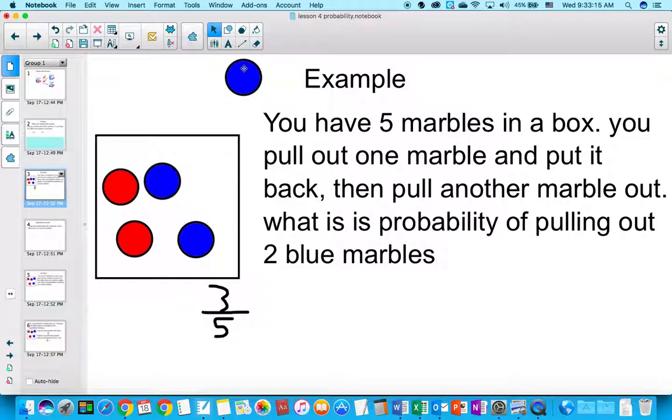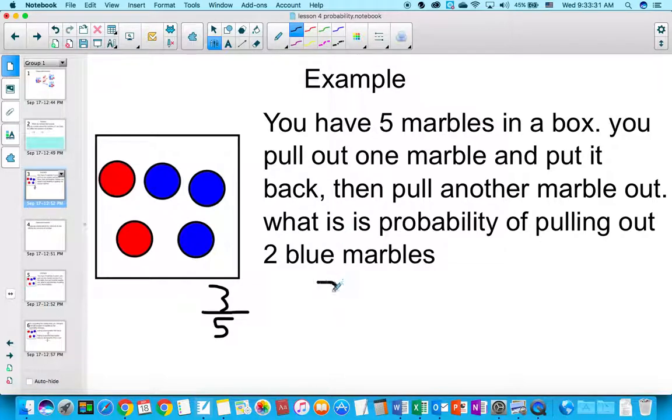You're pulling out a marble, putting it back, and pulling out another marble. So the first event is a 3 in 5 chance. What is the probability of pulling out the second marble and having it be blue? Well, it's also 3 over 5, right? Because, again, our sample space is 5, the total number of marbles. The probability of what we want, which is blue marbles, is 3. There are 3 blue out of 5. So 3 over 5 is the probability of pulling out a blue marble.